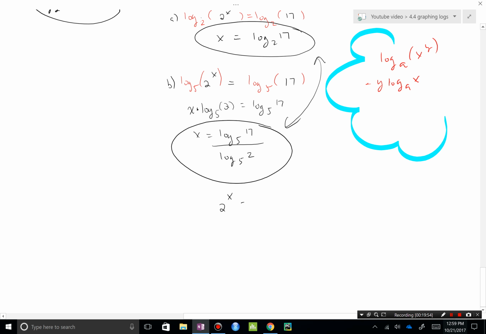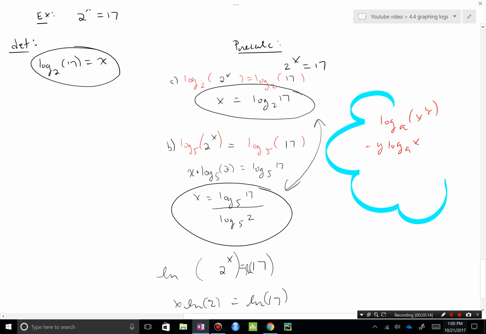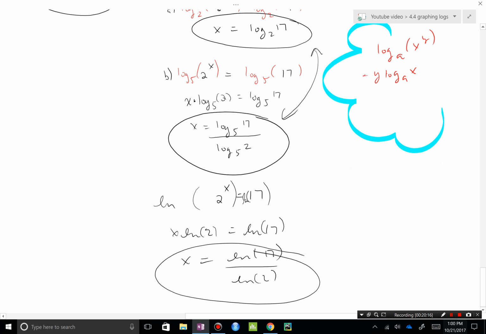Let's redo the same problem, except I'm going to do this. ln of this and ln of this. This gives you x ln of 2 equals ln of 17, which is x equals ln of 17 over ln of 2. Now, why is this more beneficial than this guy and this guy? I want you to put these into a calculator. We're going to do a little experiment.